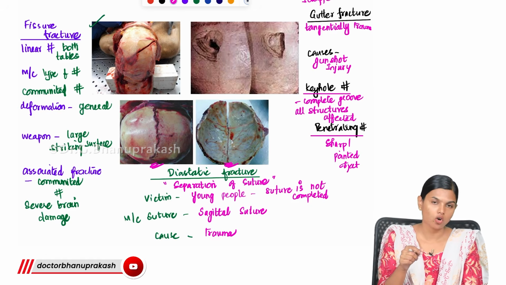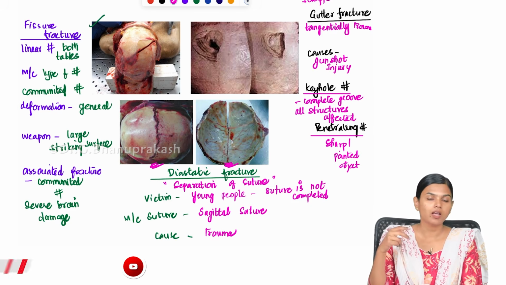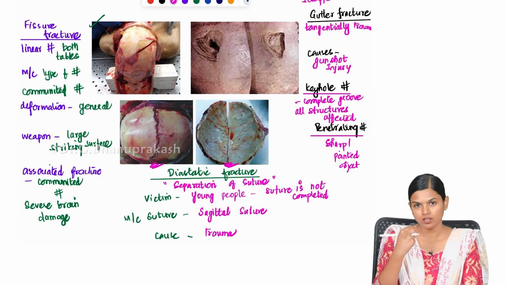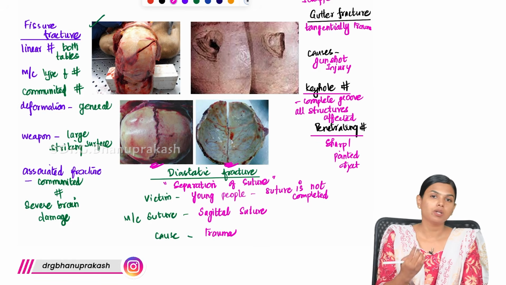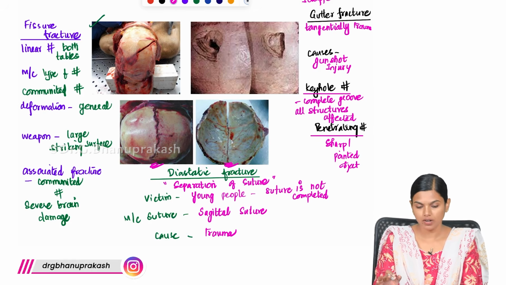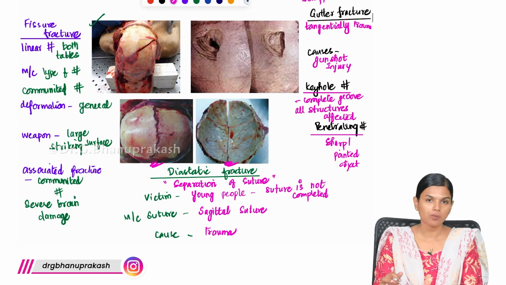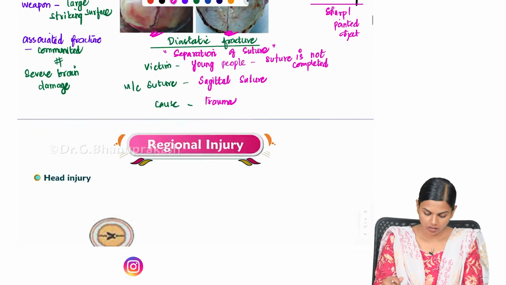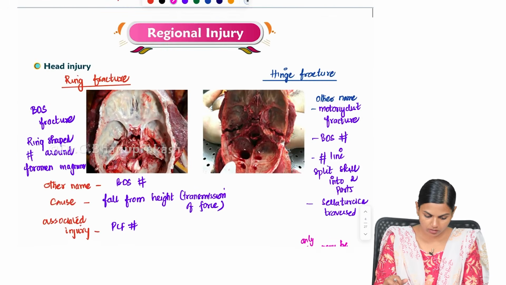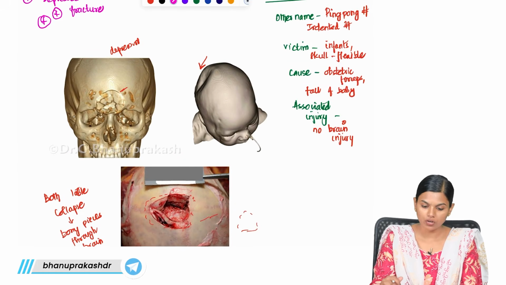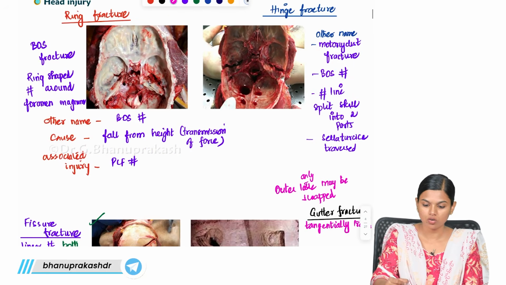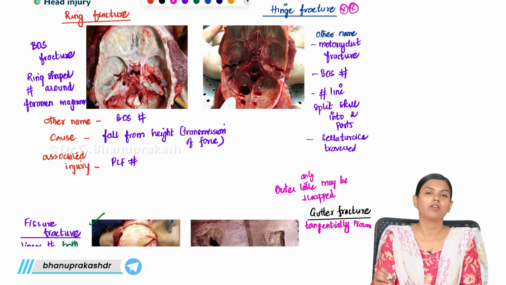If there is a pointed object, like an ice pick or an arrow, coming at a very great force and hitting the skull, it may penetrate into the table and brain. Sometimes it will perforate out also. So these are the most common types of fracture that we usually encounter. Most important among these is the depressed fracture, and the motorcyclist fracture, also known as hinge fracture. These are very, very important.